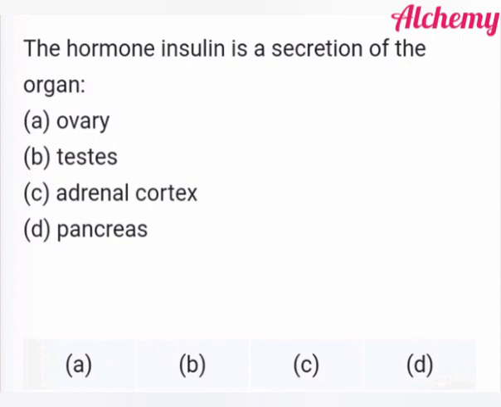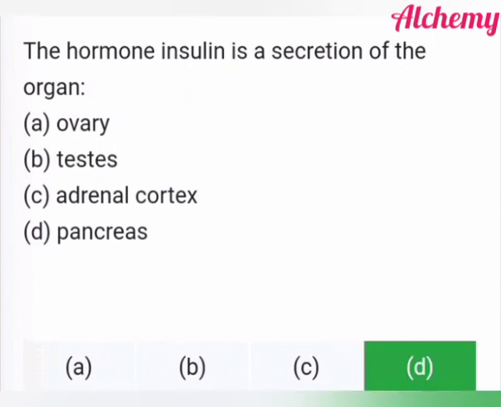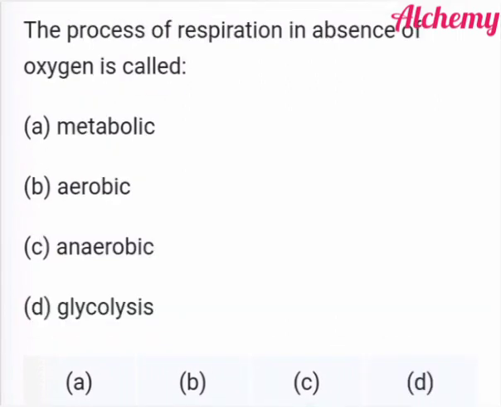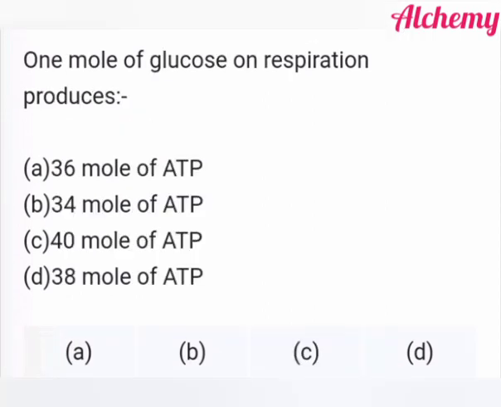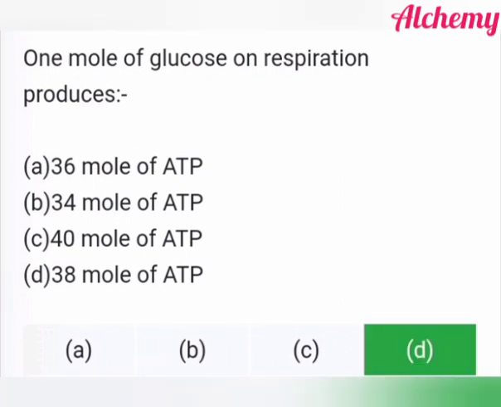Next question. The hormone insulin is a secretion of the organ. The correct answer is option D, pancreas. Next question. The process of respiration in the absence of oxygen is called. The correct answer is option C, anaerobic. Next question. 1 mole of glucose on respiration produces. The correct answer is option D, 38 mole of ATP.